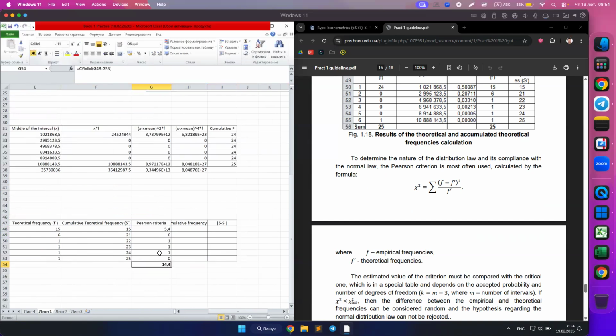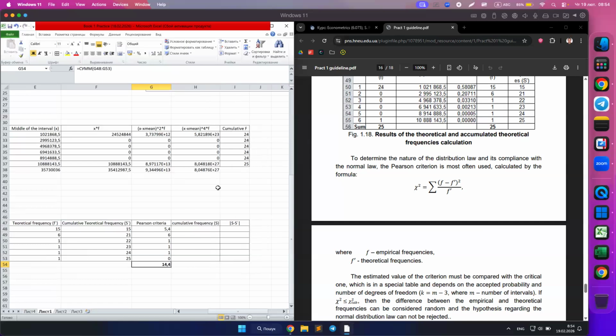So this value is our Pearson criteria, and after that, this criteria of Pearson will be compared with the table value. If this value is more than the table, we will show a non-normal distribution law. When this value is less than some table value, we will get information that, of course, we have a normal distribution law. But that will come in the future.